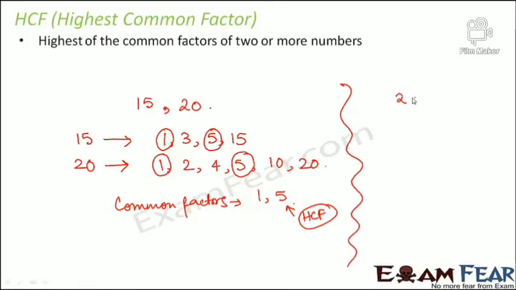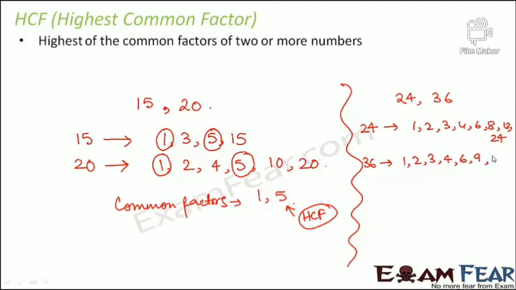Let us talk about 24 and 36. If you have to find out the highest common factor between 24 and 36, again, let's make a note of all the factors of 24. It would be 1, 2, 3, 4, 6, 8, 12 and 24. Let's make a note of the factors of 36, and this would be 1, 2, 3, 4, 6, 9, 12, 18 and 36.